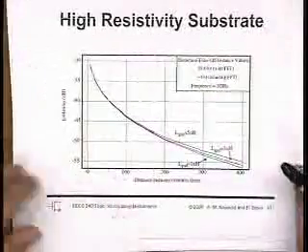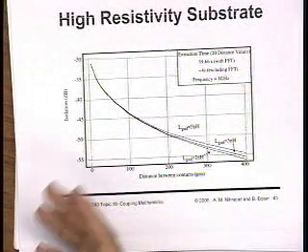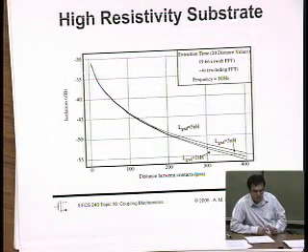Here's the numbers for a high resistivity substrate, and you can see that now the coupling is not that strongly dependent on the backside ground. Why is that? Well, the current's not going as deep, right?